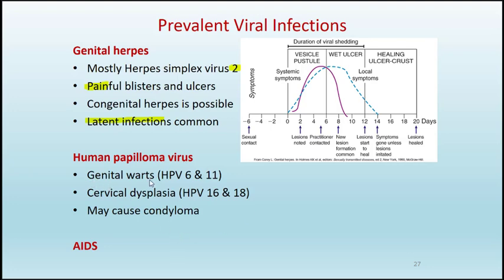With HPV, remember that we spoke about how it can cause genital warts and cervical dysplasia, and how types 16 and 18 can lead to cervical dysplasia, which could then lead to the development of cervical cancer. But it's strains 6 and 11 that you need to be aware of that can lead to genital warts rather than cervical dysplasia. And it can cause a condyloma, which refers to infection of the genitals, which causes the development of a benign mass.